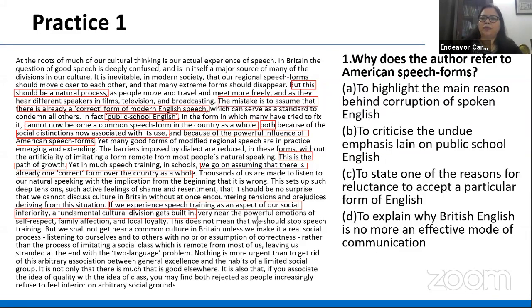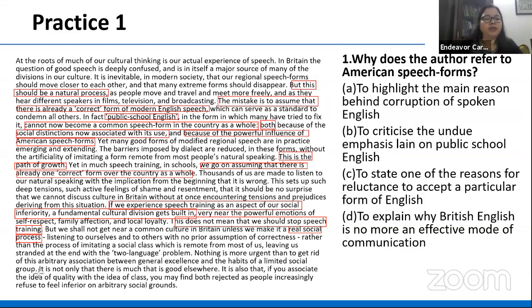But does it mean, therefore, we should stop speech training? So he's not against speech training. He says, speech training should be done. But it is not about fixing a standard. We'll not get near a common culture in Britain unless we make it a real social process. Make it a real social process. And what's a real social process? Listening to each other and naturally, gradually picking things from each other's forms and therefore a new form evolving, right? It should come on its own. It should happen on its own. Rather than making someone imitate a social class, that this is the rich class, the public school people, right? They speak this language and therefore all of us should.